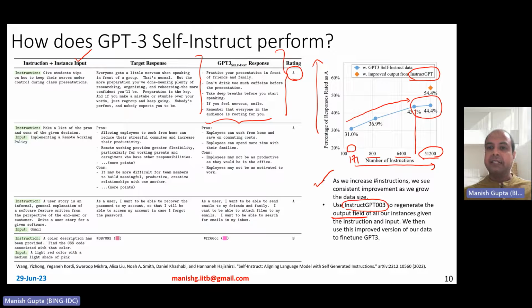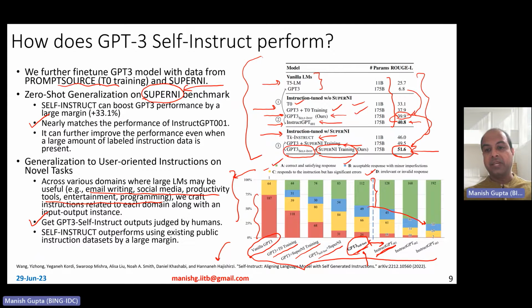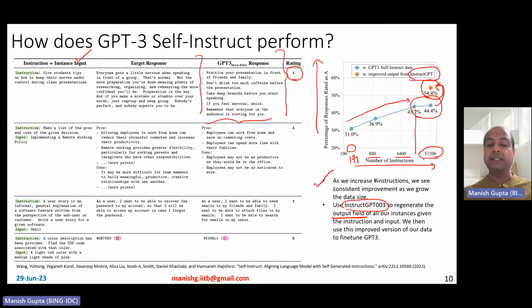Now, when you instruction fine-tune the GPT-3 model using this, what you observe is that you get significantly better improvements in accuracy. Yeah. So 44.4, the number of A's, basically becomes 54.4. So rather than just having 44.4% As, you now have 54.4% of those outputs rated as A. Yeah, so that's a big win.